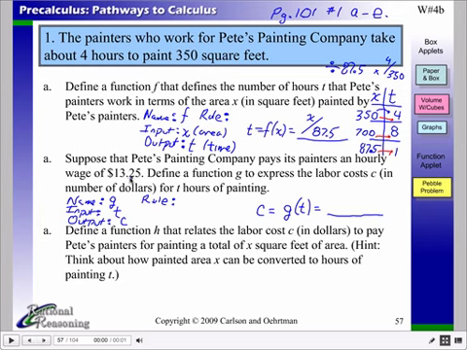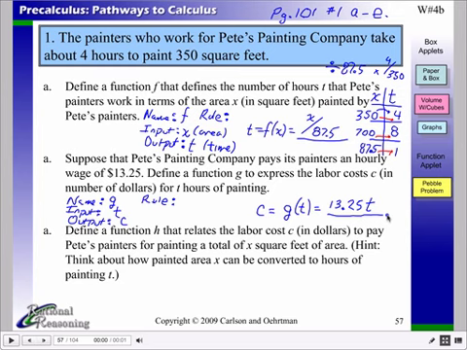What will the rule be? This one's a little easier. Every hour costs 13.25. So in t hours, how would you find the total cost? That's right. Questions on making those functions?